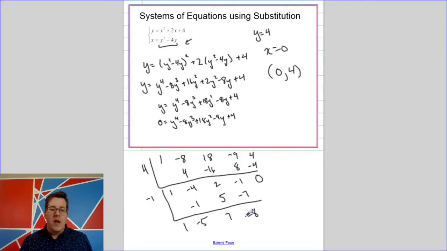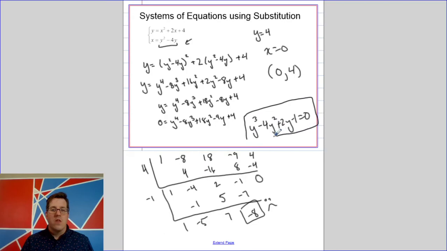Now, why is that a problem? Well, if we got all the way down to a quadratic, we would know where to go from there. Unfortunately, what we've left ourselves with is y cubed minus 4y squared plus 2y minus 1 equals 0. So, unless you know the cubic formula, which I suppose you might, we'll need to wait till later to find the rest of the solutions, or the other solution to this problem. And that's okay.